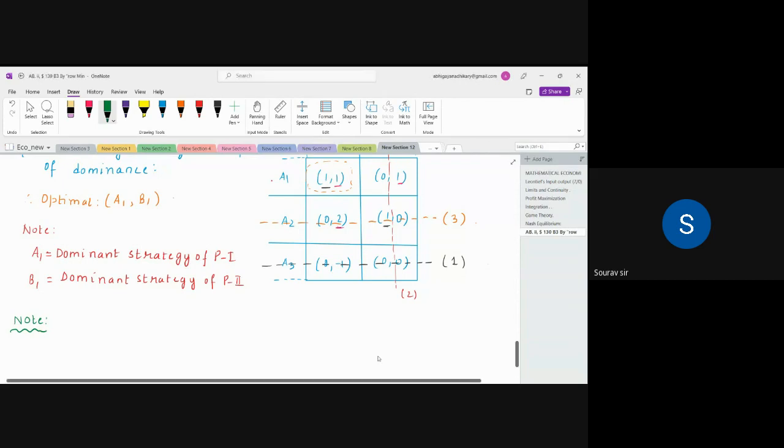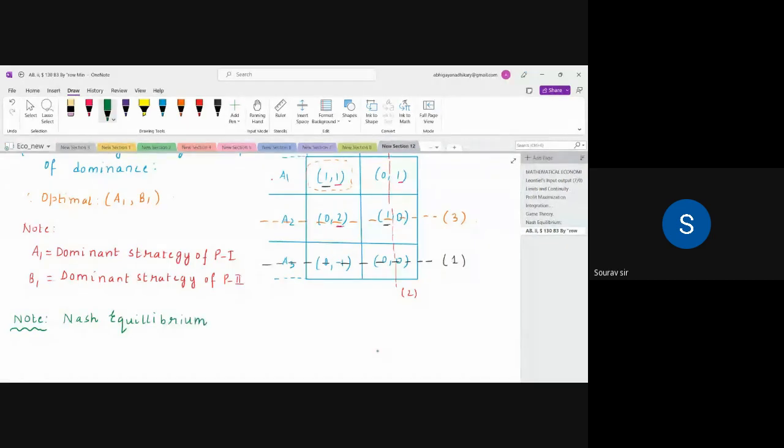So the important thing is that if there exists a Nash equilibrium, then it is implied that dominant strategies exist, but not the other way around. Okay. All right. This is a very crucial thing. Maybe we can take some examples in the next class, but just keep note of this.